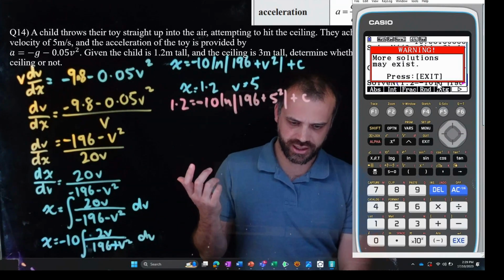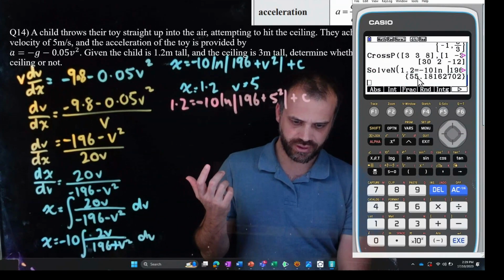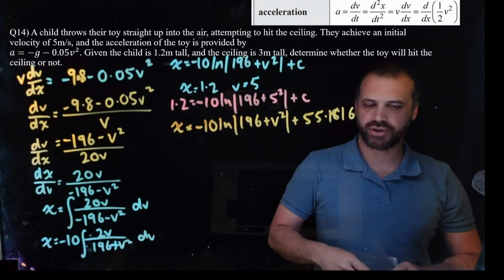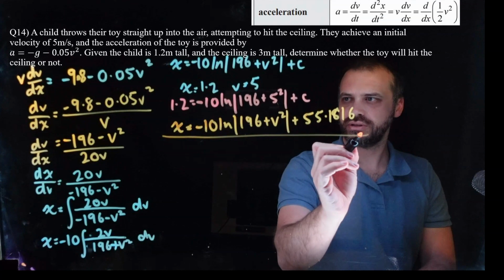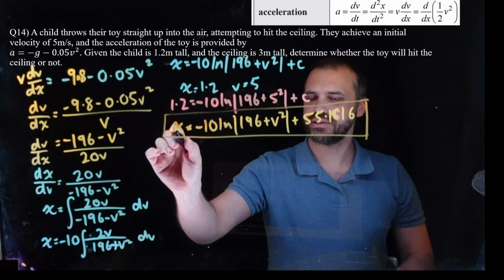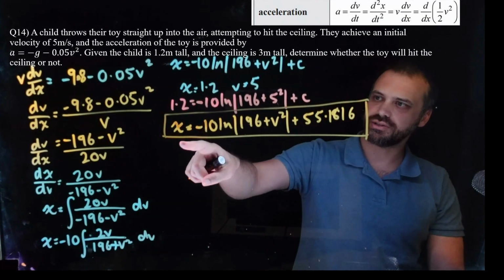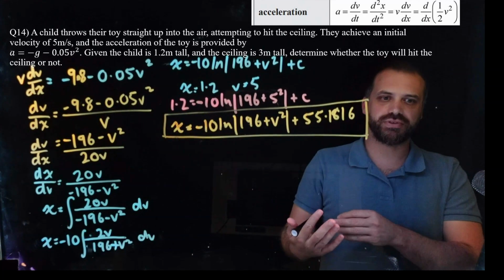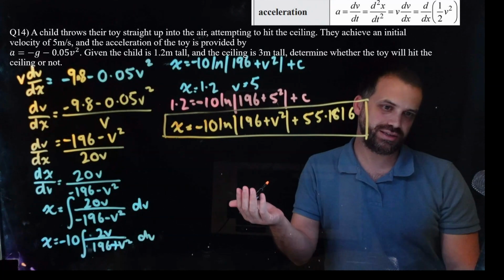Okay, what do I get? I get an answer, press exit. 55.18. Okay, there we have it. We have an equation, and think about what this equation is. This is an equation that tells us the displacement when the velocity of this object does certain things.